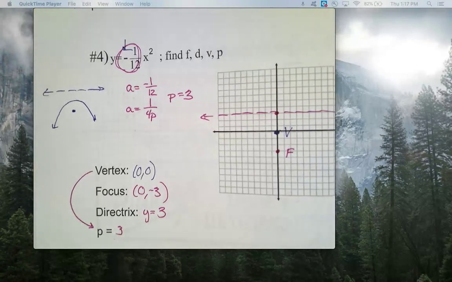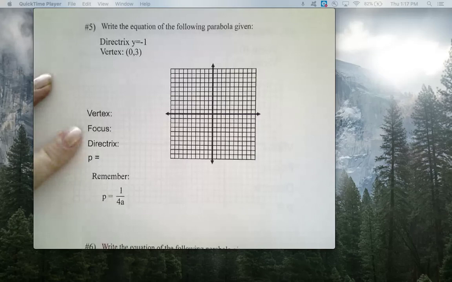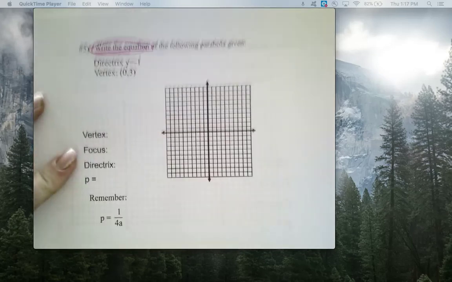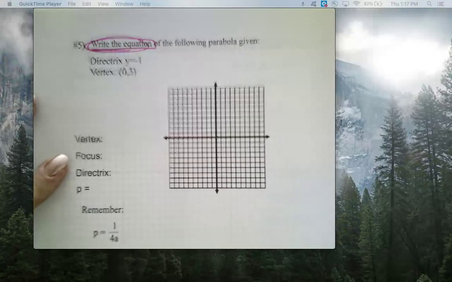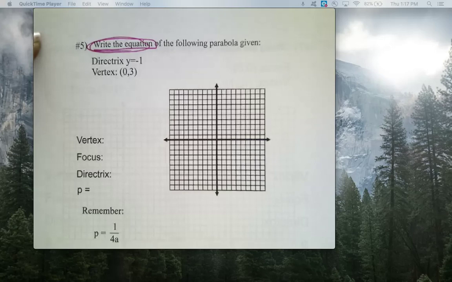All right, so let's build on that. So we're going to go a little bit further. We're going to go a little bit deeper with the concept. So let's take a look at number 5. This is where things are going to get shifted up, but please circle what the question's actually asking. I am not giving you the equation, which is why things are going to get a little bit more challenging. I give you the directrix, I give you the vertex, you have to write the equation.